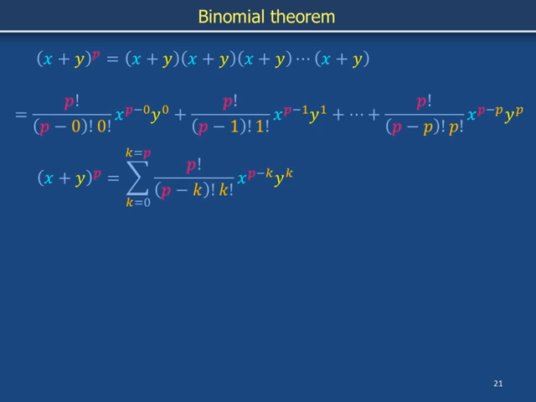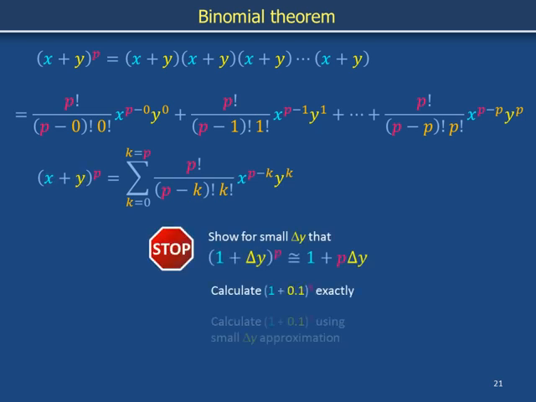One of the benefits of writing an expression in the form of a sum is that some terms become obviously negligible during practical application. For the binomial where x is replaced by 1 and y is replaced by the quantity delta y much smaller than 1, use the binomial theorem to show that (1 plus delta y) to the pth power is approximately 1 plus p times delta y. Use this approximation to calculate 1.1 to the 5th power and compare the approximate result with the exact answer.